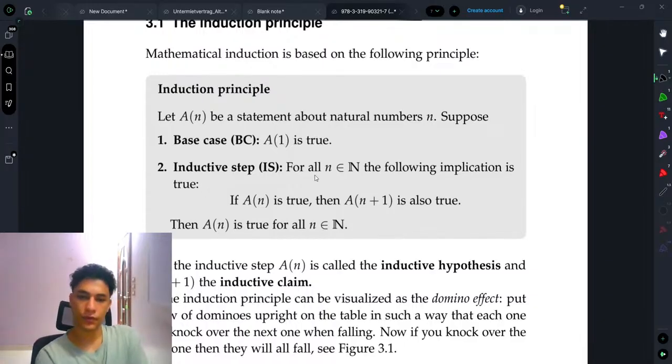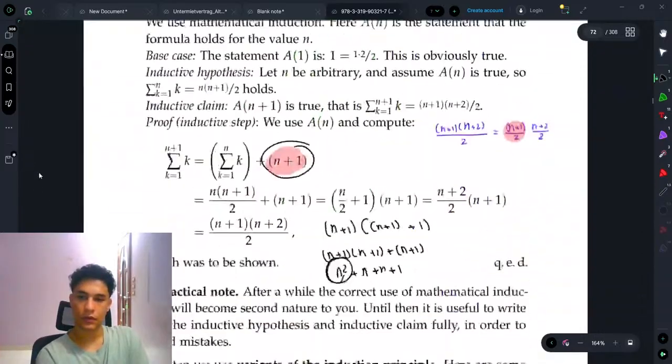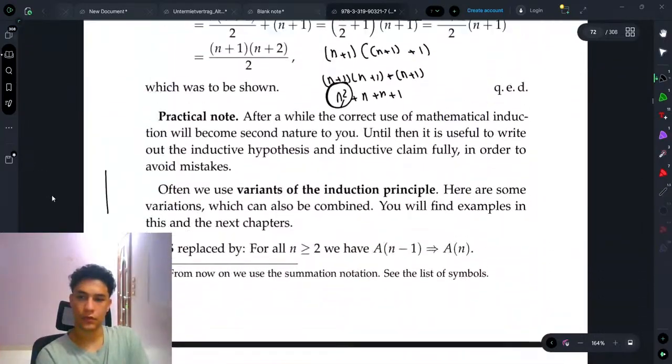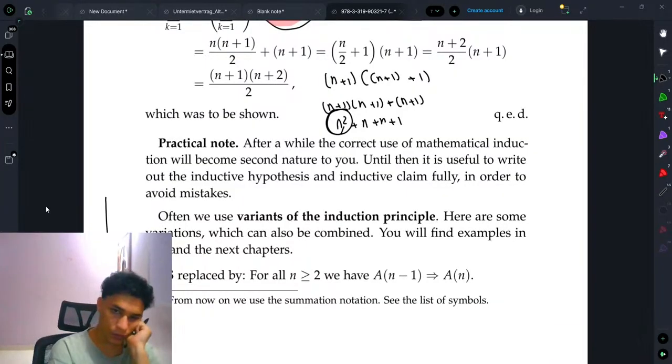Inductive step. For all n, the following implication is true. Base case. Okay, so what he's saying here, that practical note: after a while, the correct use of mathematical induction will become second nature to you. Until then, it's useful to write out the inductive hypothesis and inductive claim.